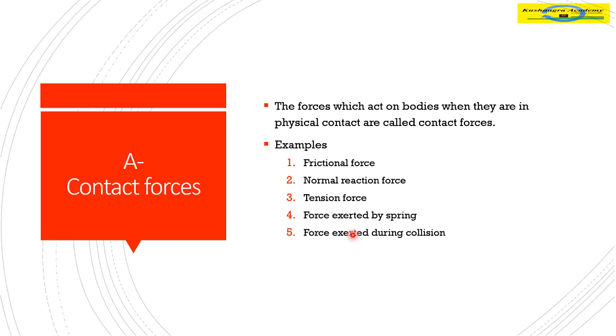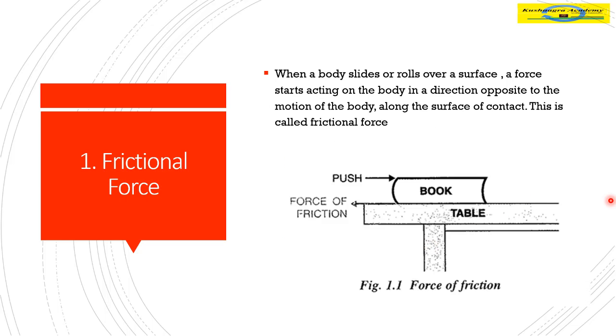Force exerted by spring. Forces exerted during collision. Collision, when say a bicycle hits a moving motorcycle, it's a collision. So the collision will happen only when they are in touch. Okay. Now, one by one, we'll study these five contact forces.